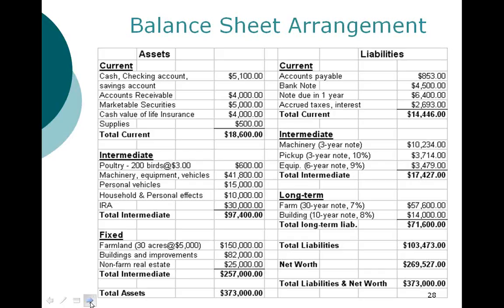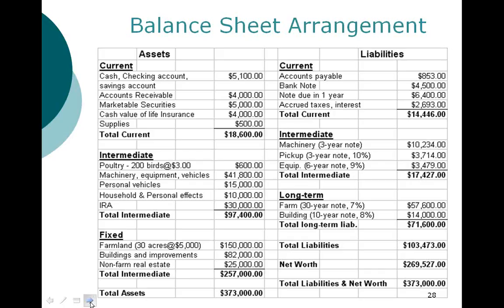Intermediate assets would be machinery and breeding livestock. These particular assets have a lifetime of 1 to 10 years. And then long-term assets would usually be just land and buildings, and these assets have a life of longer than 10 years. And then the liabilities are organized in relationship with the assets, so that the short-term ones are due in 1 year, the intermediates are due in 1 to 10 years, and the long-term is due over 10 years.